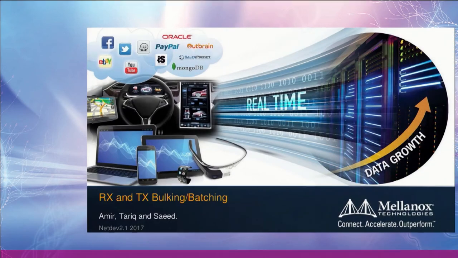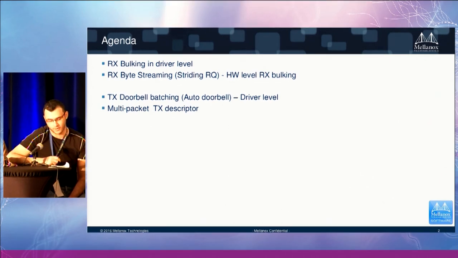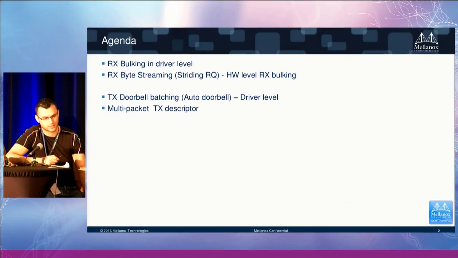Thanks. Okay, so I'll be talking about some bulking mechanisms we've been working on, in both the device driver and our hardware. I'll be presenting the RX bulking at the device driver level, which is made more for XDP purposes, with the huge XDP programs that do intermixed decisions. Then we will move on to RX byte streaming, which is striding RQ, what we have in our hardware. After that, we will move to a different topic, which is also bulking, but for TX: TX doorbell batching in the device driver, and TX bulking, descriptor bulking, which is the multi-packet descriptor in the hardware level.